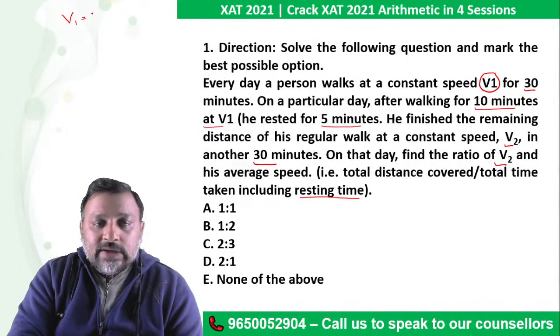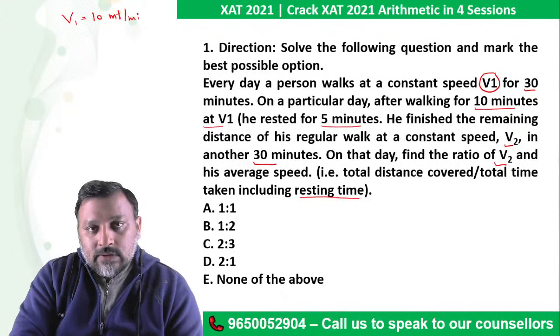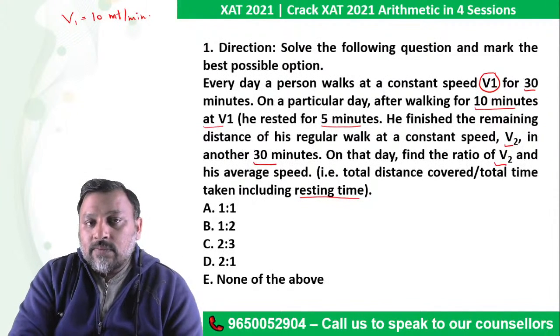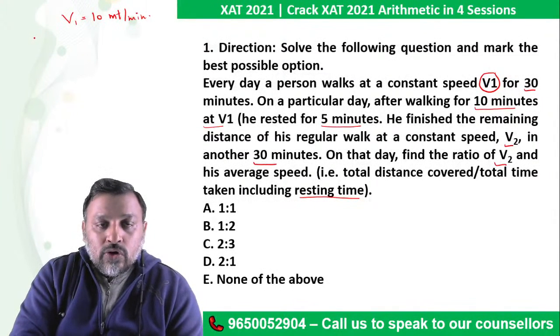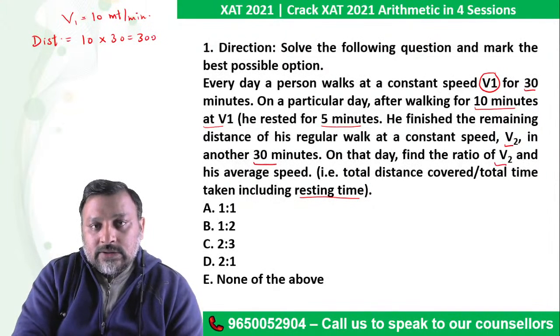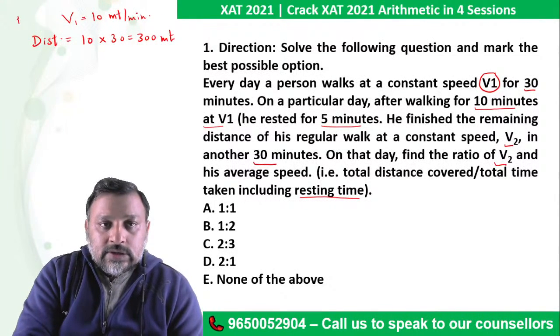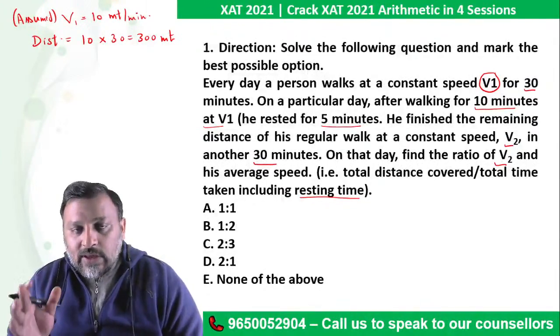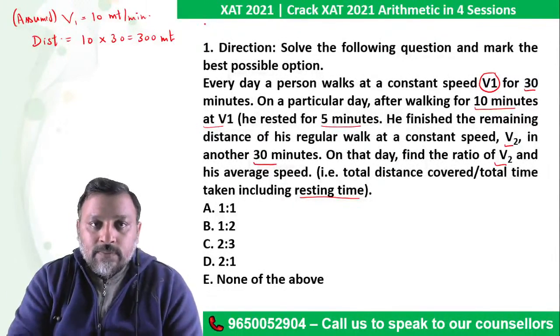So if I say V1 is 10 meters per minute, since time is in minutes, I am taking V1 in meters per minute. So the distance that he used to travel regularly is speed into time, that is 300 meters. This is what we have assumed. We can assume any value or we can take this to be a variable also, V1 x, you can write anything.